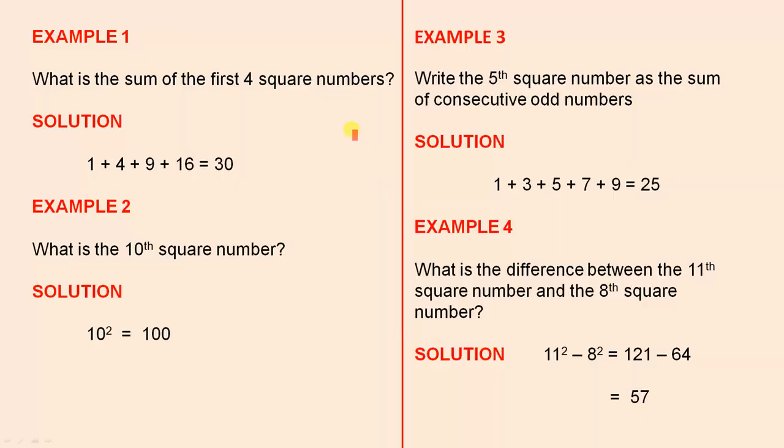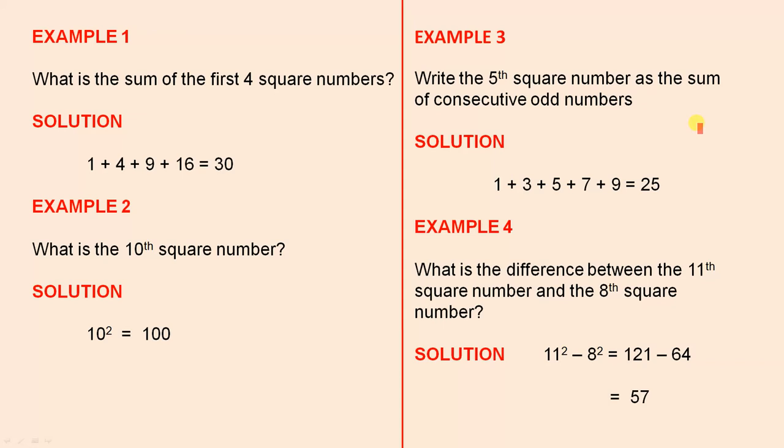Example 1. What is the sum of the first 4 square numbers? So it's 1 plus 4 plus 9 plus 16. That gives us 30. Example 2. What is the 10th square number? 10 squared is 100.